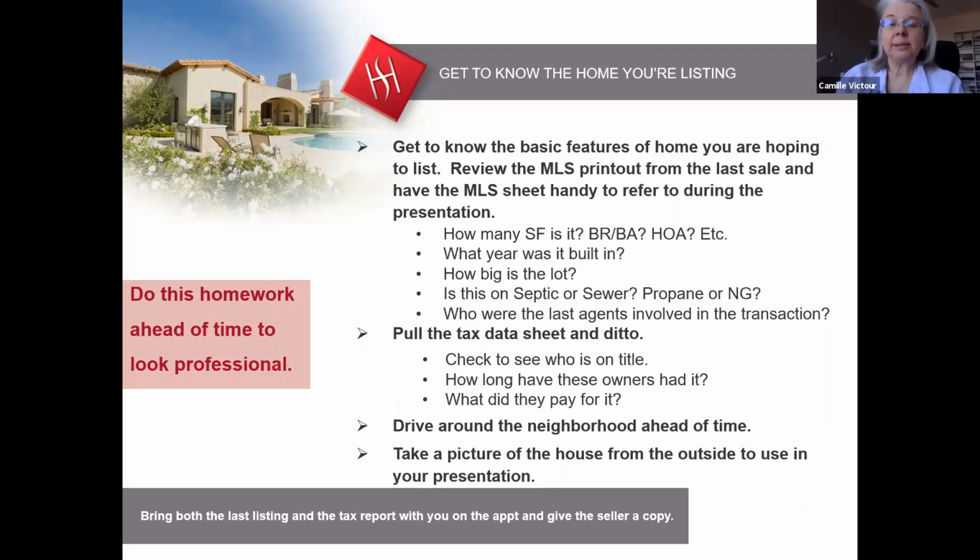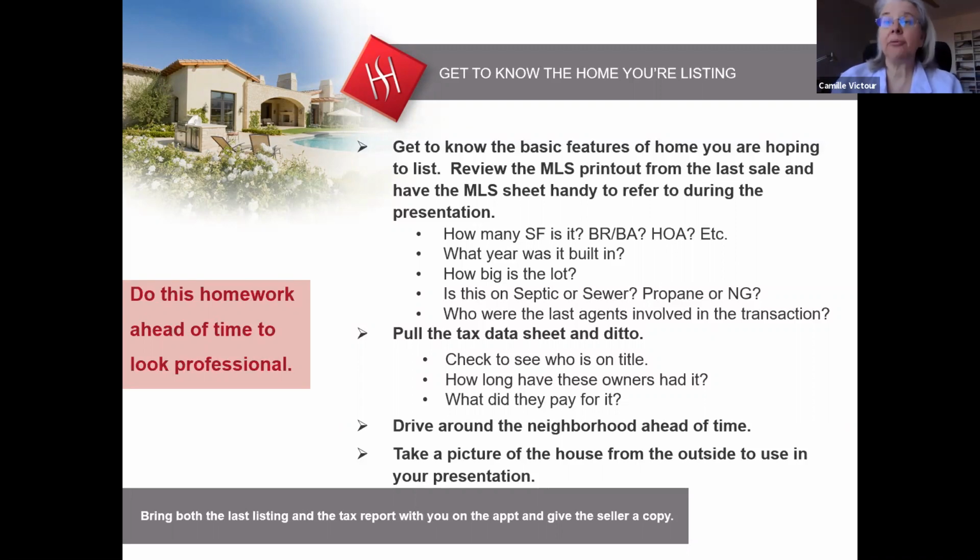So pull up the MLS, read it, and also pull up the tax data sheet from Remine. Check to see who's on title, because you want to be meeting with both parties if it's a husband and wife, or all of the decision makers.